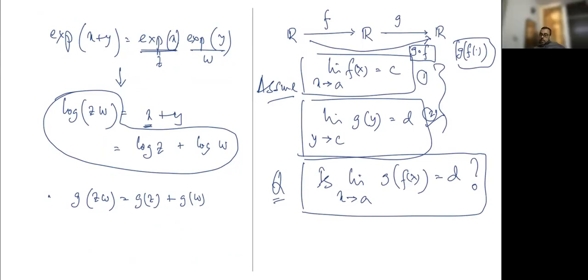Sir, suppose the limit of f(x) as x tends to a is c and the limit as y tends to c of g(y) is d, and g is continuous, then will that work? Say it again. So everything the same plus that g is continuous, then it should work. Right. That I'm going to come to in just a moment.